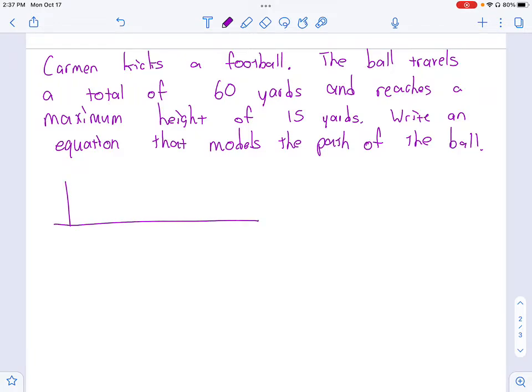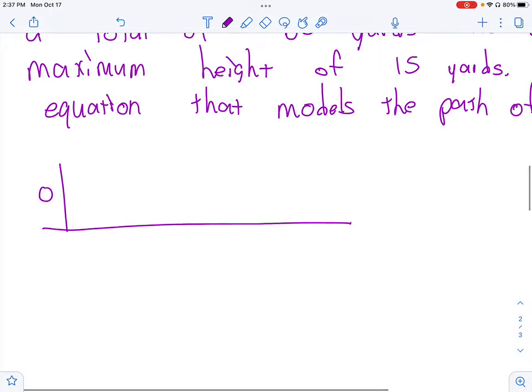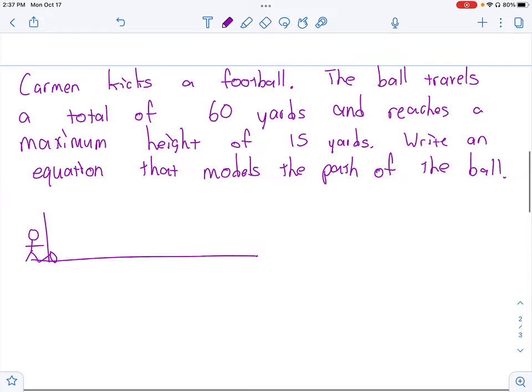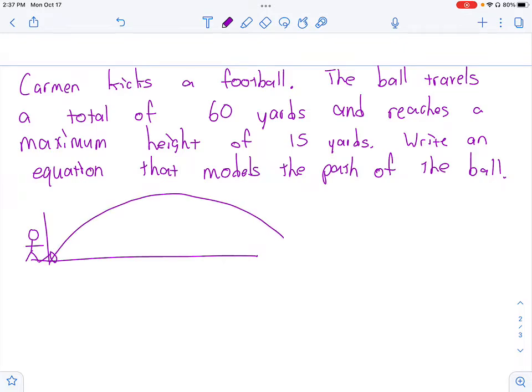So I know that over here is our friend Carmen, and she kicks the football, and it travels a total of 60 yards and reaches a maximum height of 15 yards. So probably it follows some kind of parabolic path. As anything that you throw and it falls back down, if you're on a place that has gravity, it's going to follow a parabolic path.